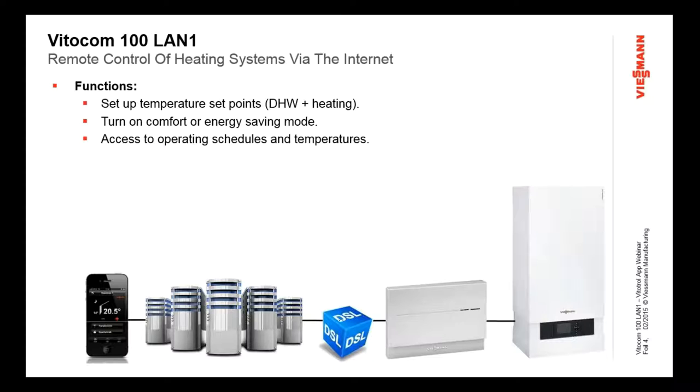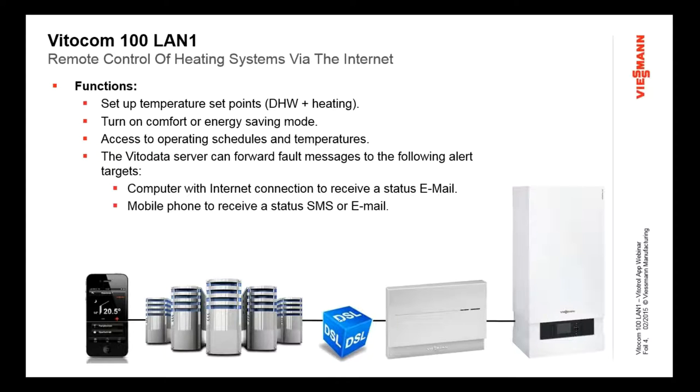But all of your day-to-day operations, somebody wants to change the schedule, turn their heating system on or off, adjust their domestic temperature, adjust their room temperature, all those things can be done through the app. The Vita Data Server also can do that. All that information is forwarded through the server, through the app, and then you could get it from a computer, email, fax machine, or SMS text message. All can be places where that information goes.